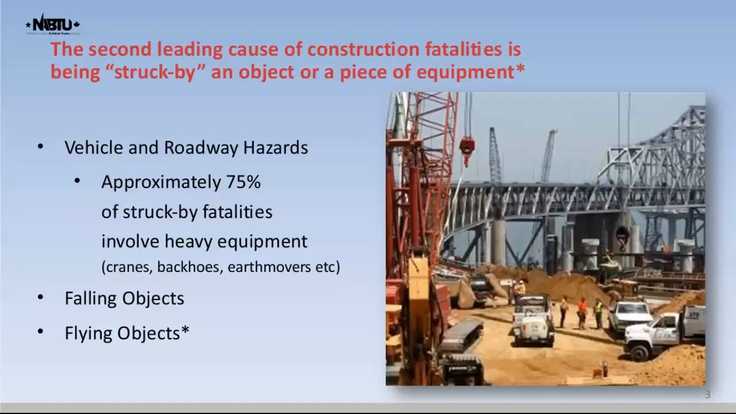The other two things are falling objects, stuff falling off of elevated surface above us, whether it's an upper level, ladders, scaffolds. We're going to talk all about that. And flying objects as well, pieces of equipment or materials that are kicked up and are projected and are flying through the air and can hit us. So those are the 3 main areas: roadway and vehicle hazards, falling objects, and flying objects. So let's get started.